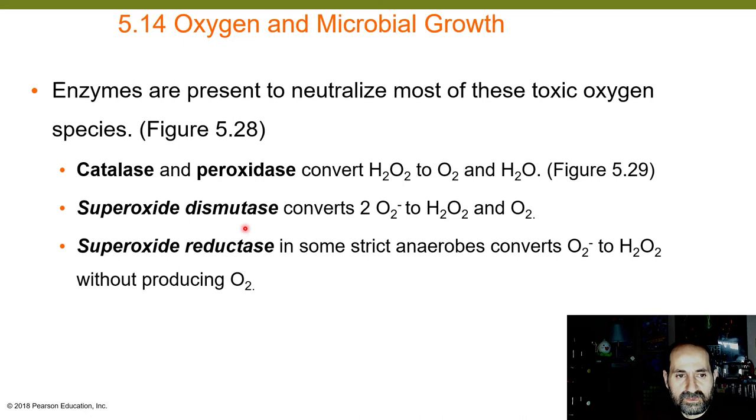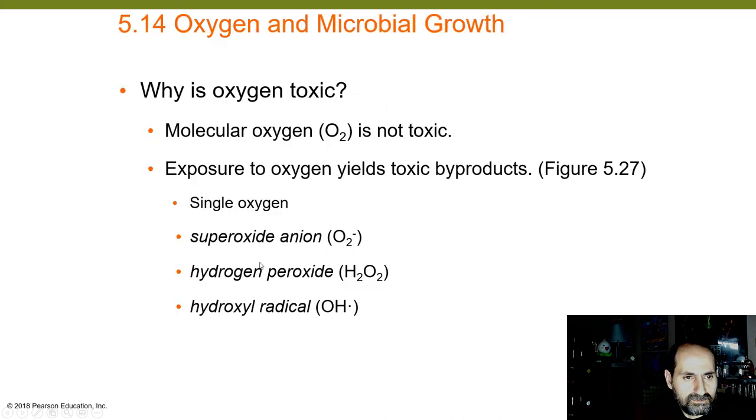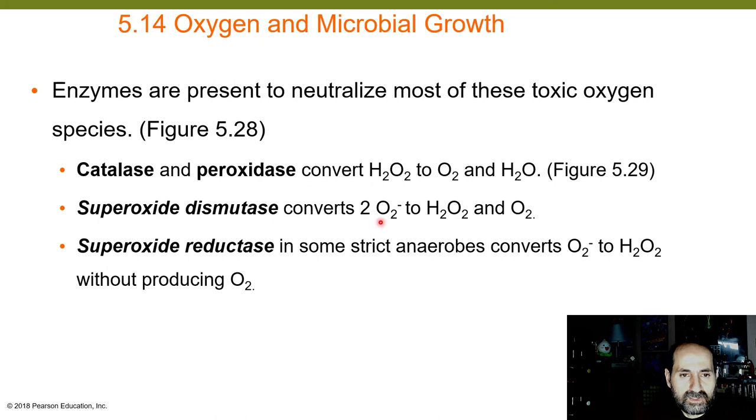Superoxide dismutase enzyme converts this reactive oxygen species, the superoxide anion, to hydrogen peroxide and oxygen, and then obviously the peroxidase or catalase can convert the hydrogen peroxide to oxygen. And superoxide reductase also converts this anion to hydrogen peroxide without producing oxygen. But then again, like I said, the hydrogen peroxide can then be converted to molecular oxygen by catalase and peroxidase.